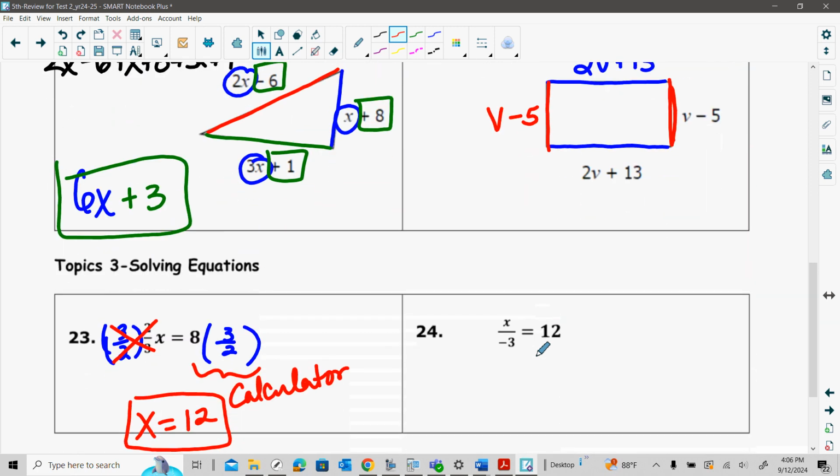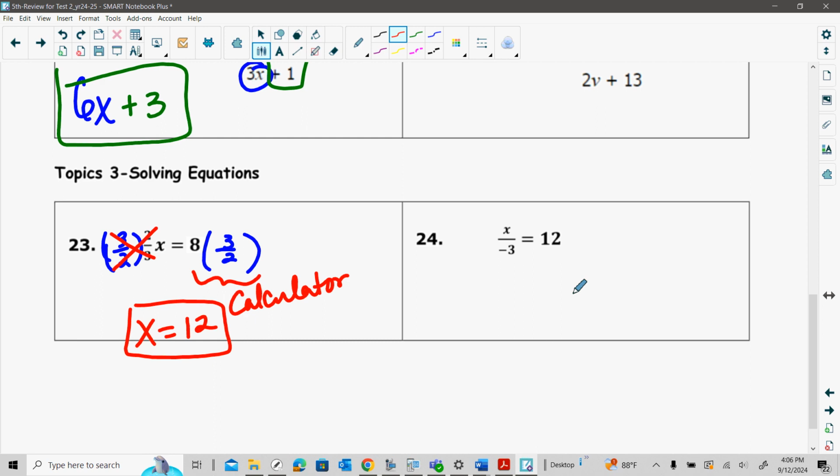And then our next section is solving equations, 1 and 2 step. Here, remember a fraction is indicating division. So we need to show inverse operations, or the opposite, to undo the division. Opposite of division is multiplication. So we're multiplying by negative 3 here. That would cancel, leaving me x equals negative 36.